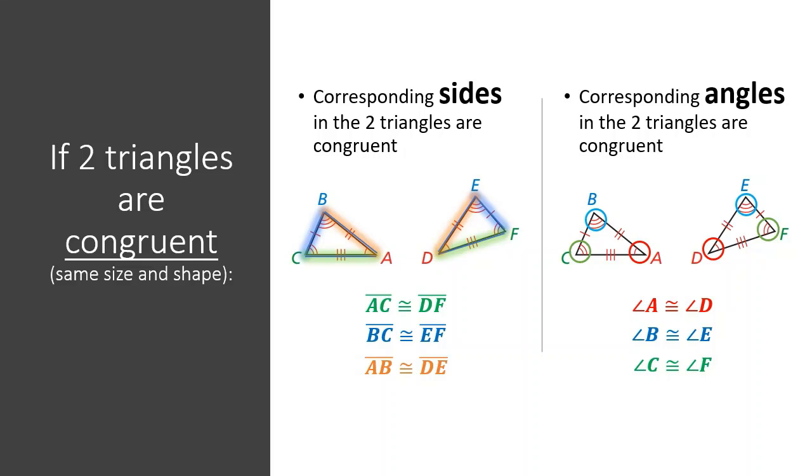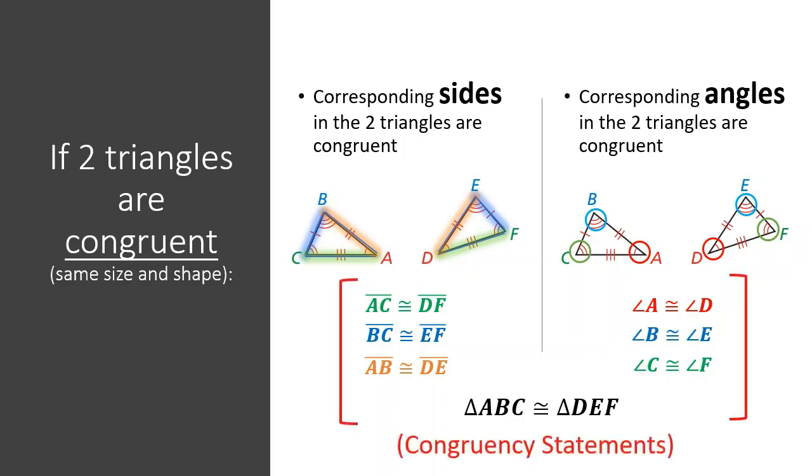So we can write a congruency statement that states the triangle ABC is congruent to DEF. And really all of these are congruency statements. When we're writing that parts are congruent to each other or that triangles are congruent to each other, these are congruency statements. And we're going to talk a little bit about how to write those, but also how to use that information to solve for some other things.